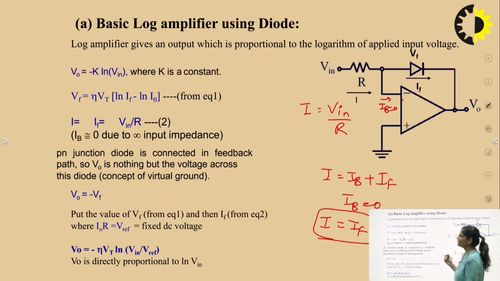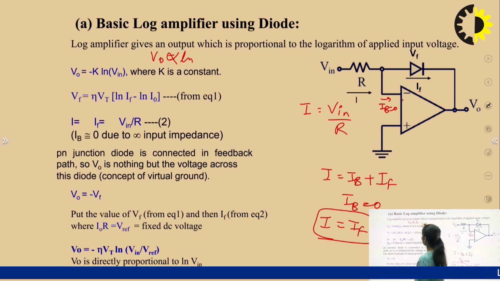Why are we solving this circuit diagram? Because in this basic log amplifier using diode, the log amplifier gives an output which is proportional to the logarithm of the applied input voltage. It means there is a relation between output voltage and input voltage. So the output voltage V_out should be directly proportional to ln V_in.